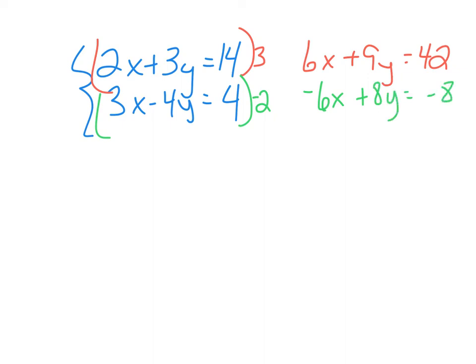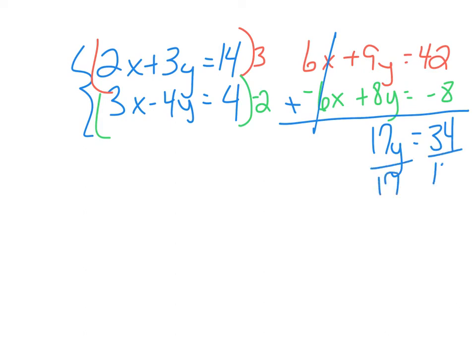So now I'm going to add my two equations together. 6 plus negative 6 makes that part 0. 9 plus 8 makes this 17y. And 42 minus 8 is equal to 34. Divide by 17. And y equals 2.